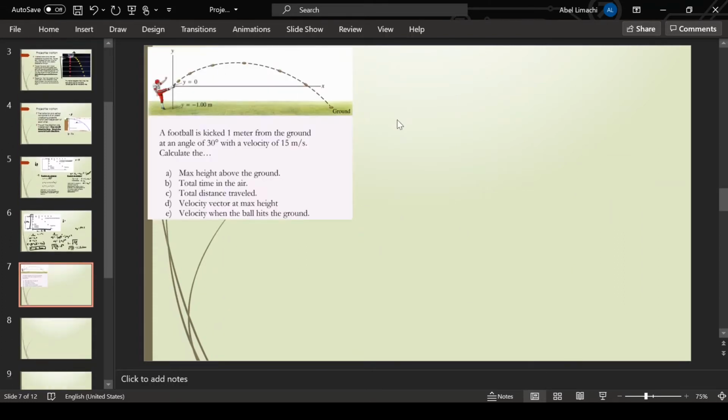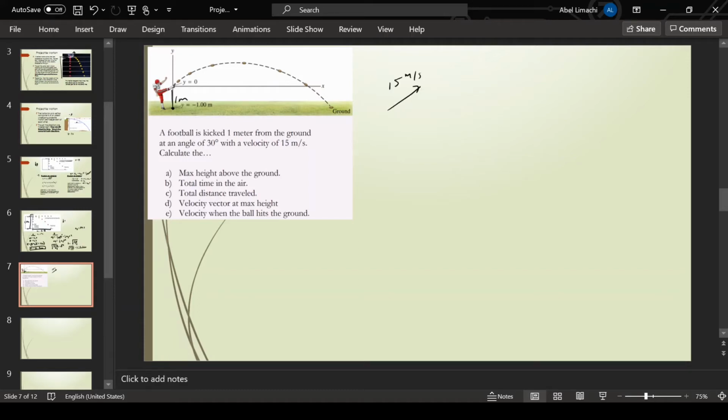Alright, so here's a more complicated problem. We have a football kicker and a football. A football is kicked 1 meter from the ground. So from here to here is 1 meter. It's kicked from 1 meter from the ground at an angle of 30 degrees with a velocity of 15 meters per second. So if we were to zoom in to this position right here, we'd see this.